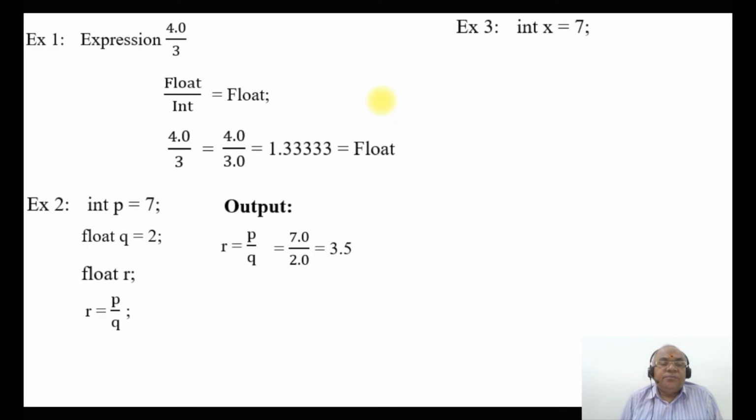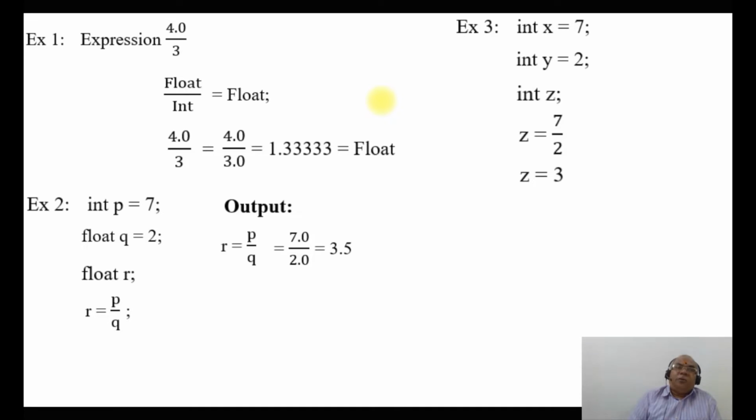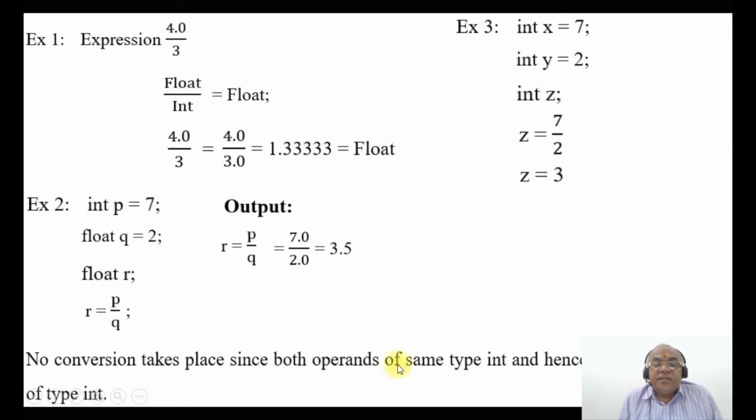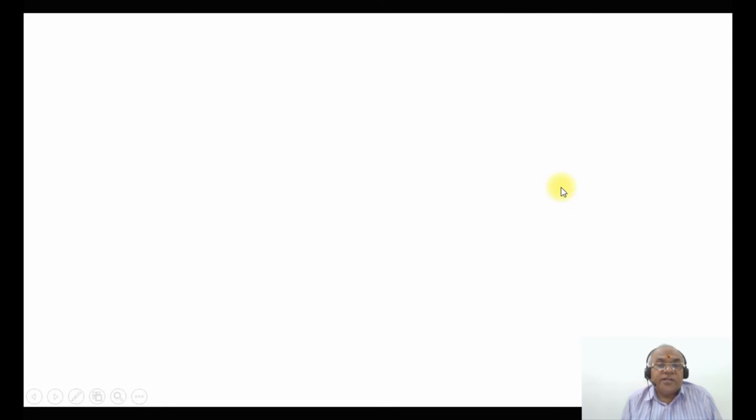For the third example, int x is equal to 7 and again integer y is equal to 2. What will be the integer z, that is the result of these two? Suppose z is equal to 7 by 2, again both are integers. Integer by integer will always give you an integer. So it has to become 3 only, because the result value of these two will also be an integer. So it will truncate the value of 3.5. That 0.5 is truncated and it is displayed as 3. So here no conversion takes place since both operands are of the same type int, and hence the result must be of type int. That is what we got here.